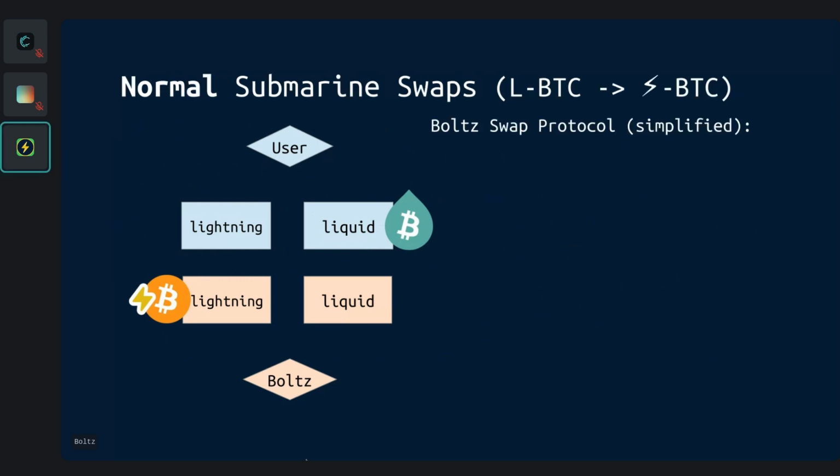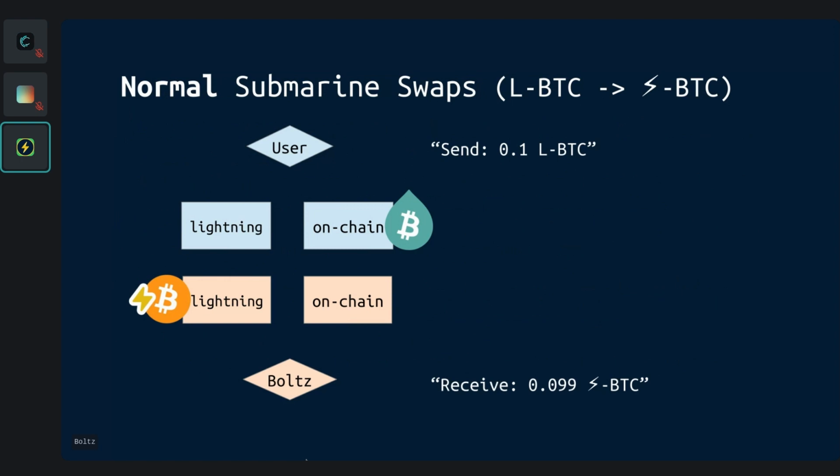There are two directions, obviously. Always from the perspective of the user, you go from Liquid to Lightning, which is called a normal submarine swap, or from Lightning to Liquid, which is called a reverse submarine swap. Let's go through the swap protocol in a simplified manner.